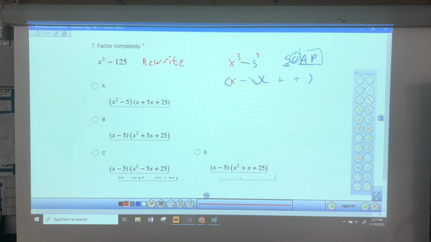The x falls down, the 5 falls down. Now to figure out what goes in this spot up front of this trinomial, we take that x and multiply it by itself. That would give us x squared. The middle spot would be x times 5. That would translate as 5x. And then the back spot would be 5 times 5. And that would be 25.